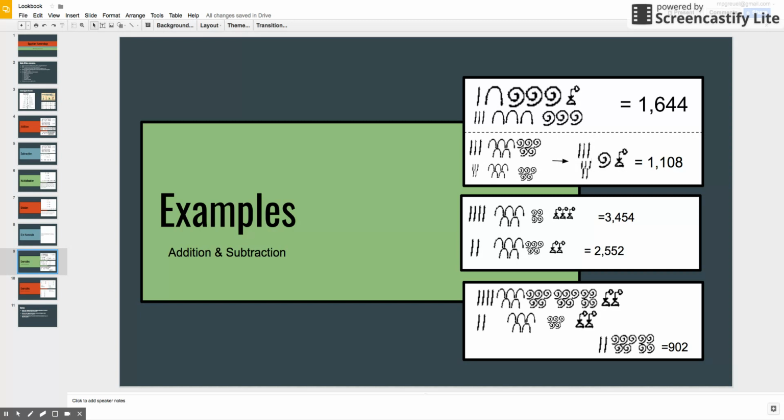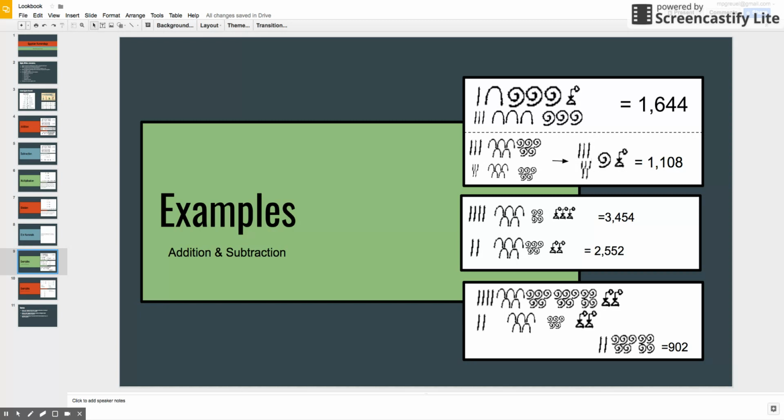And so then for my examples of addition, the top box shows 2 separate examples, and you just add. So the first one, you can just add normally from top to bottom. So that equals 1,644.